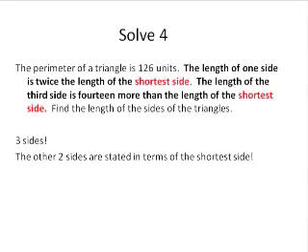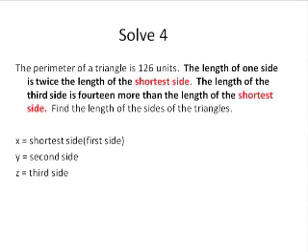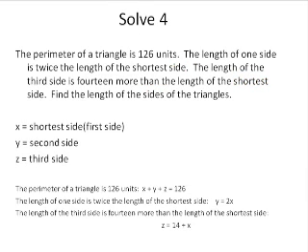Reading the problem more than once if necessary, we notice that the other two sides are stated in terms of the shortest side. Therefore, it's very important that one of the unknowns be stated as the shortest side. So here we go. Let's define those unknowns and then go back and break up the problem so that you can find your 3 equations.